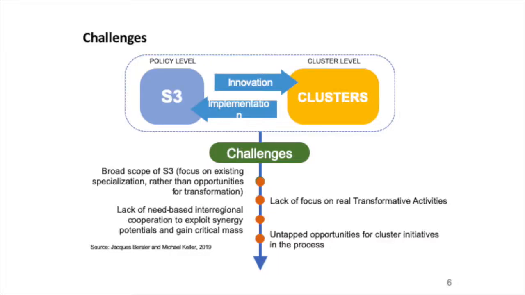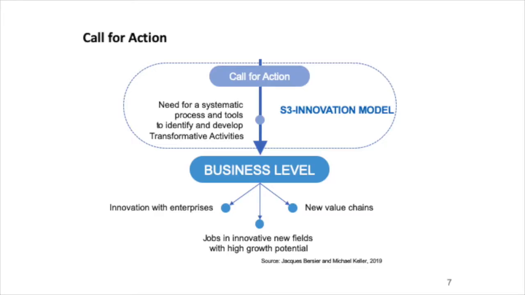But we identified a main challenge in this process of doing smart specialization in an effective way with clusters. And this challenge was exactly the problem that the scope of these smart specialization strategies is too broad. We're talking about priority areas and not about something that is implementable by clusters, which would be real transformative activities. So this main challenge brought us to a call for action, which was that we need a systematic process and the tools for cluster initiatives to identify and develop such transformative activities of the type that I just showed before with the chicken and the plastics materials example, the development of bio-based inputs for the plastics industry.